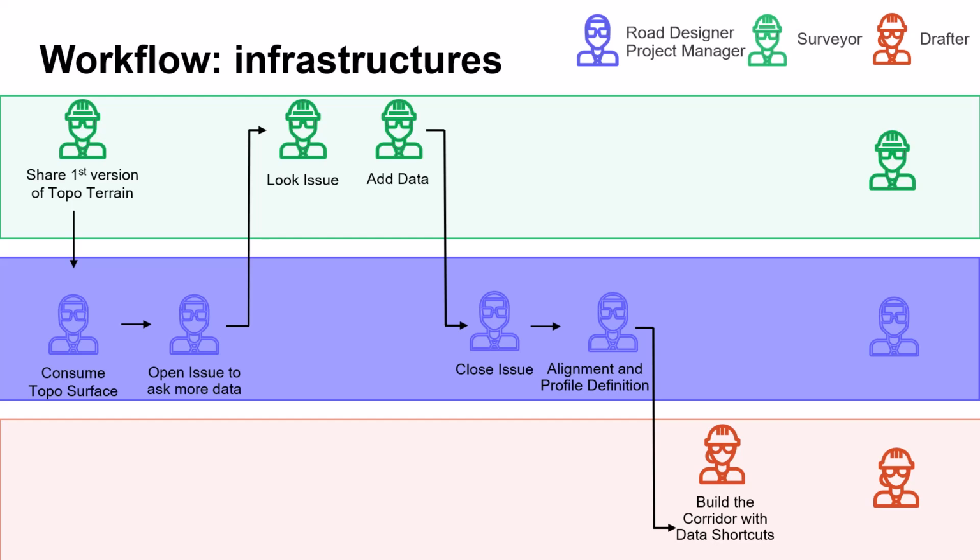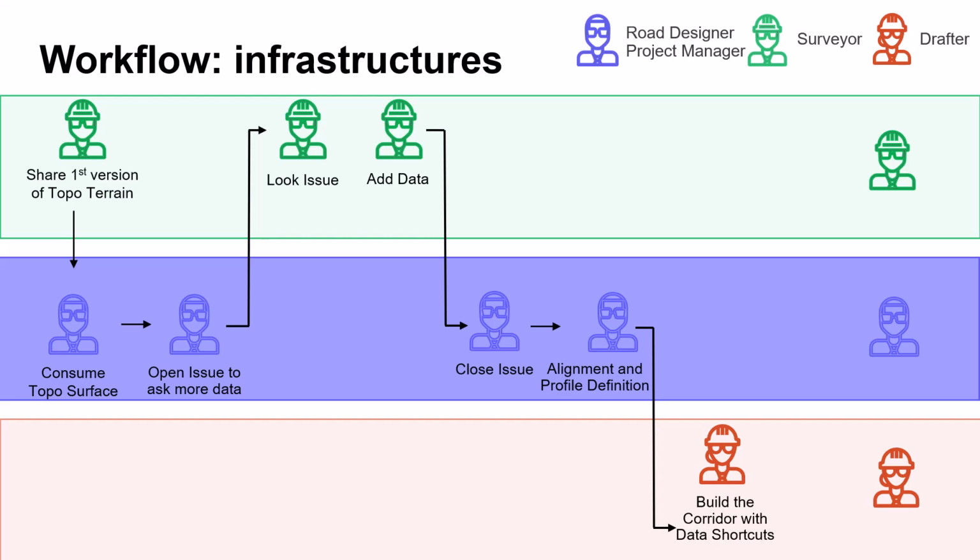The workflow starts with the surveyor who shares the first version of the survey with the road designer. The road designer starts to use the survey for creating the alignment, but a portion of the survey is not big enough to complete the alignment. At this point, the road designer asks for an update to the survey. The surveyor adds more data and then shares the update again with the road designer. Then the road designer can complete the alignment design.